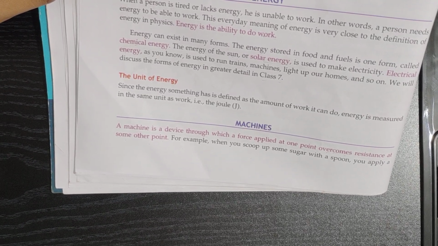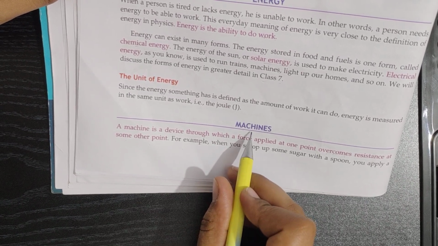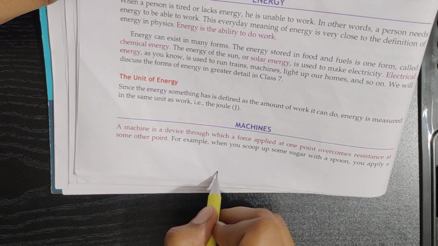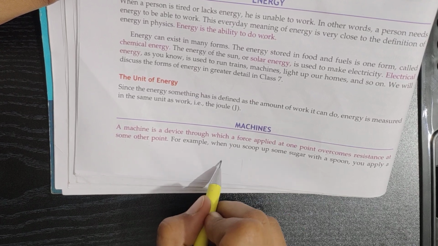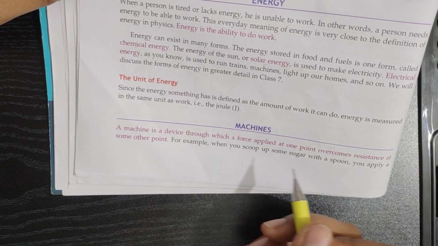Firstly, we are taking one example to understand the concept of a machine properly. The example is that we have a container filled with sugar. We are taking a scoop, just like a spoon.